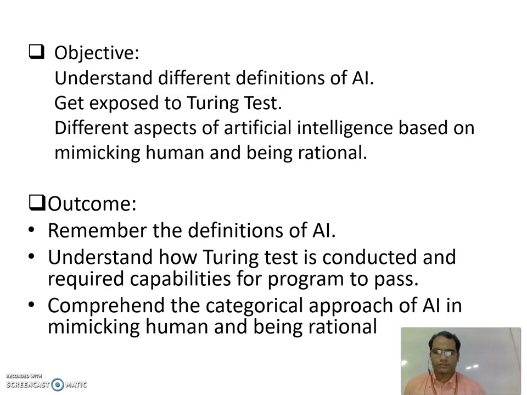And the outcomes we expect are: remember the definitions of AI, understand how the Turing test is conducted, and the required capabilities of a program to pass the Turing test. We expect you to comprehend the categorical approach of AI in mimicking humans and being rational. So let us go ahead.